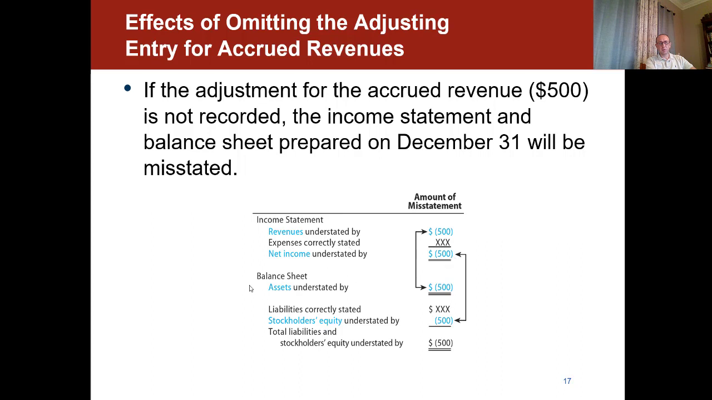On the asset side, because we're not going to record the accounts receivable, then assets would be also understated. And liabilities would not be affected. Stockholders' equity, because it's related to net income and revenue, so we expect that stockholders' equity would be also understated. So the impact of the omission of this adjusting entry would be an understatement of revenue, an understatement of net income, understatement of assets, an understatement of stockholders' equity.